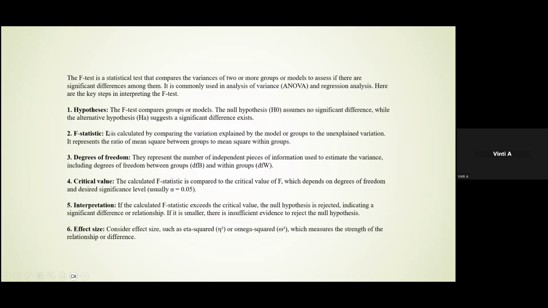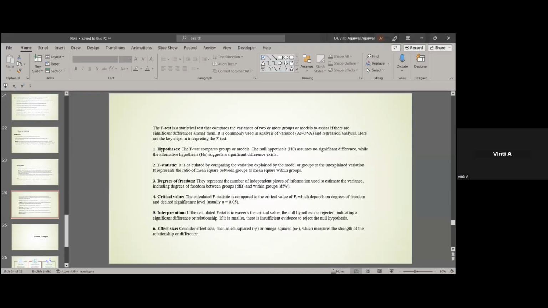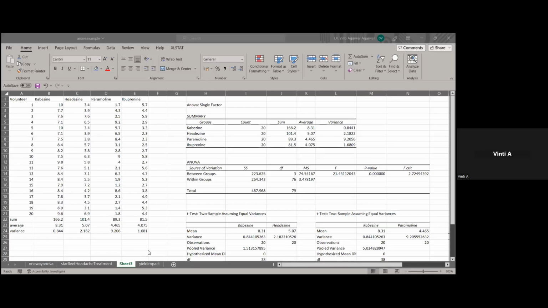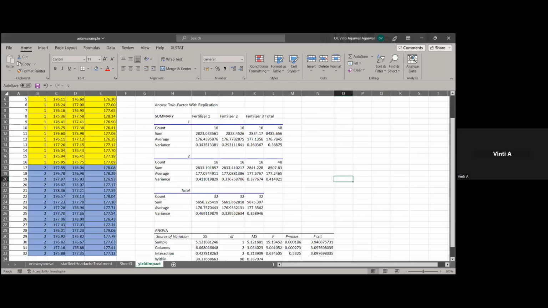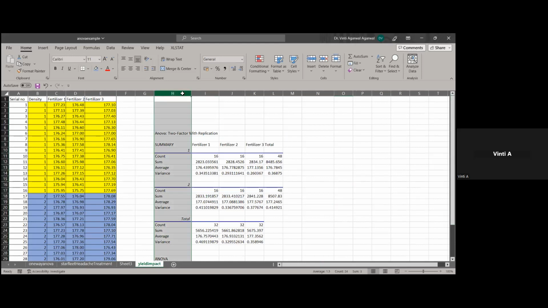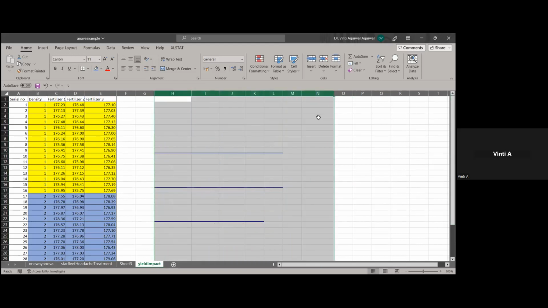So I will again share my screen. Okay. I have done another example where I have given two interventions. I didn't get a medical example, so I had to do a yield impact example. Okay. So I'm going to just delete this. Okay.